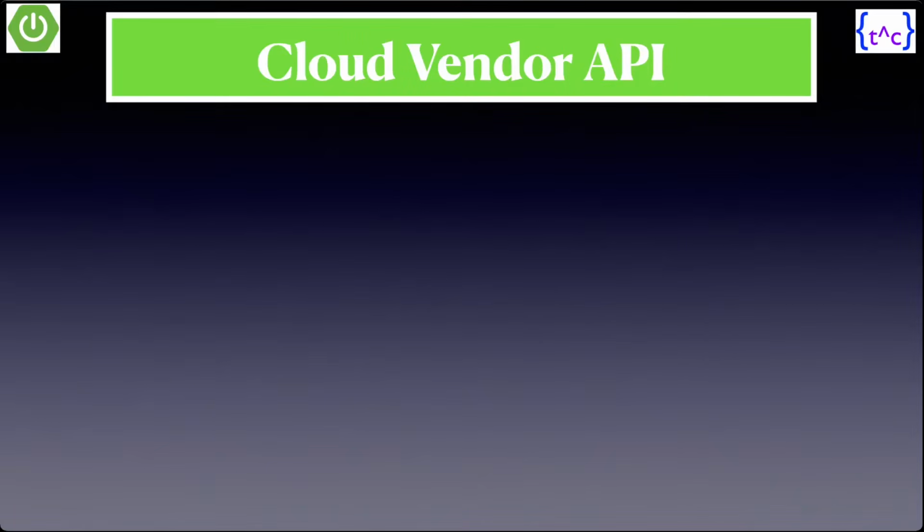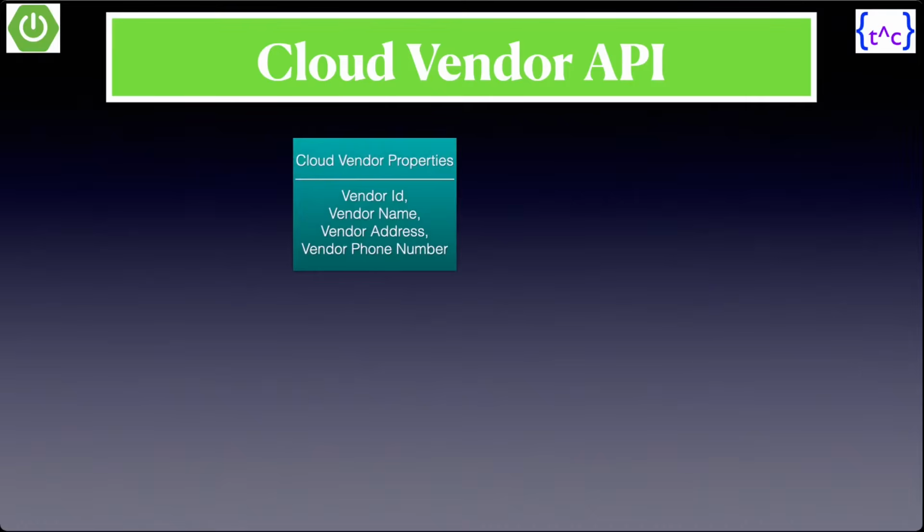So we will be making a Cloud Vendor API with the help of Spring Boot, and we will make a REST API for this. This will be our model class, wherein we will build the Cloud Vendor model class first, and it will have properties as vendor ID, vendor name, vendor address and vendor phone number. So four properties we will be building for this demonstration.